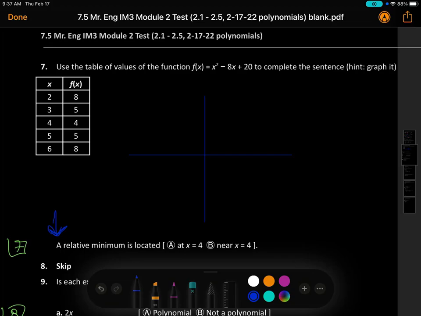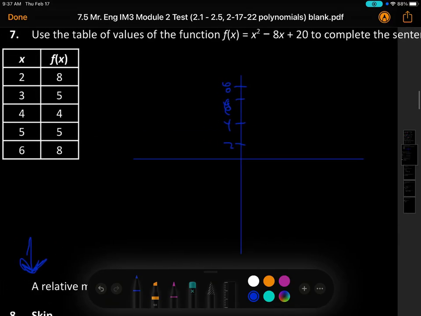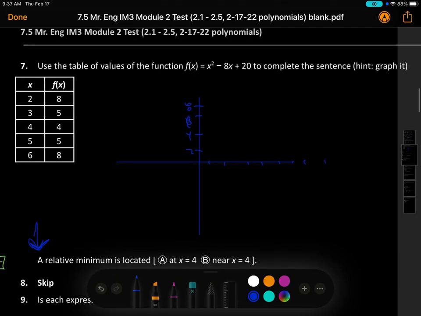And I want to draw some tick marks on here. So 2, 4, 6, 8. So I'm counting by 2. And this is like 1, 2, 3, 4, 5, 6, 7, 8. Okay, (2, 8), (3, 5), (4, 4), (5, 5), and (6, 8).